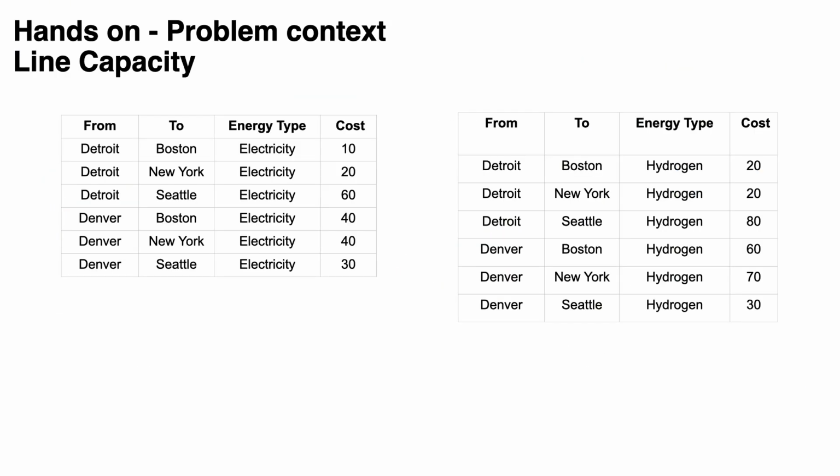Just as we did with our line capacities, we must structure this complex cost data for our Python script. This slide displays the comprehensive cost tables for both electricity and hydrogen. By organizing this data into structured dictionaries using the multi-dict global function we learned about in section 1, we can effortlessly map these cost coefficients to our flow variables. This approach ensures our code remains perfectly scalable, even if we decide to add 50 more cities or a new energy type later on.